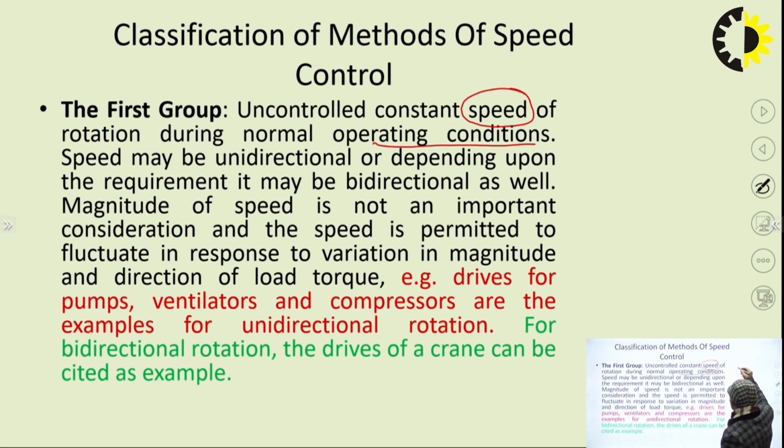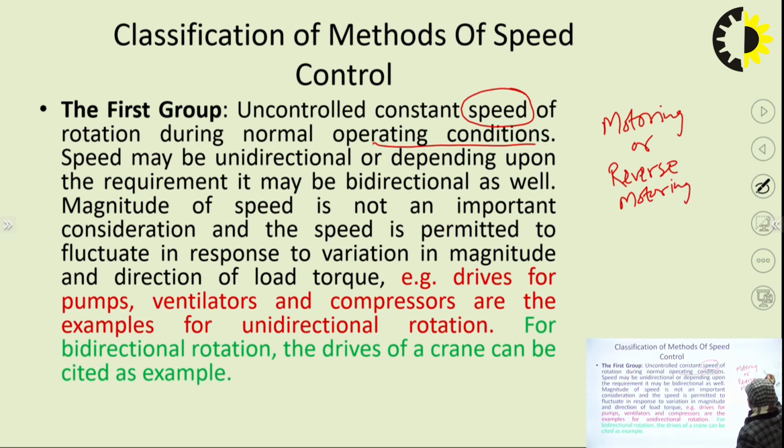So motor may be working in the motoring mode, or sometimes if required, reverse motoring mode. So either in forward direction or in reverse direction. So it could be bidirectional as well as unidirectional. So magnitude of speed is not an important consideration, and that's why it is known as uncontrolled constant speed, because it is not one of the very important parameter.